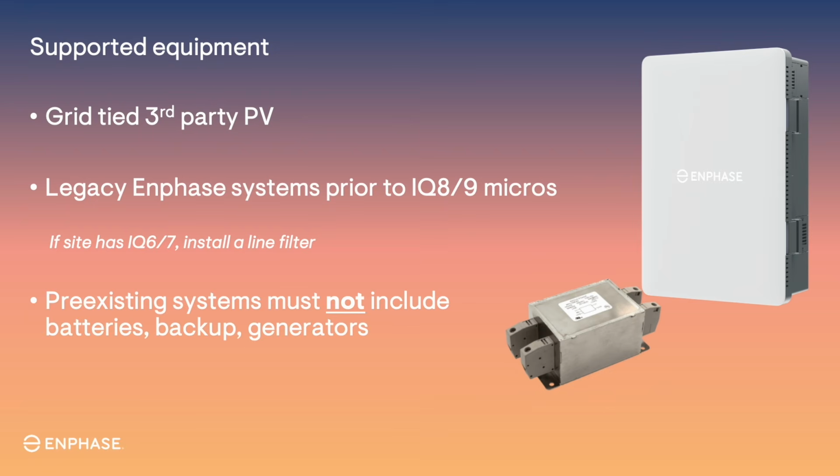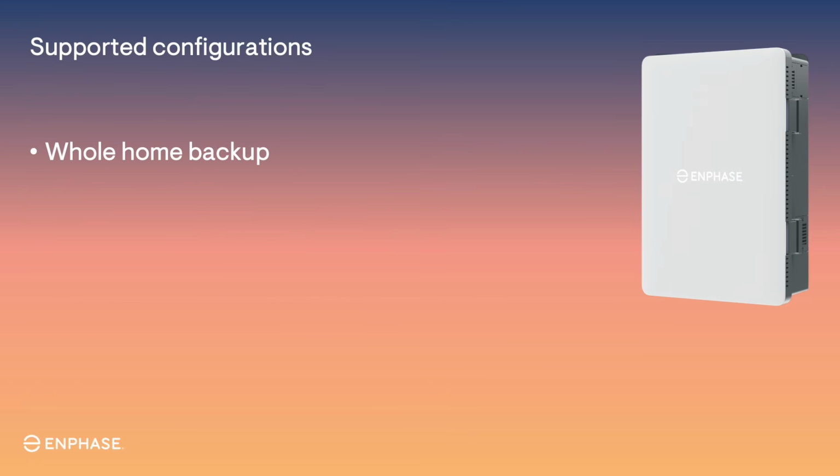When upgrading a site with pre-existing solar equipment, the site's solar system cannot include batteries, backup functions, or a generator. System expansion configurations that are supported include whole home, partial home, and grid-tied only. All of these sites are adding an IQ Combiner 6C, Enphase batteries, and likely new IQ8 or 9 microinverters.